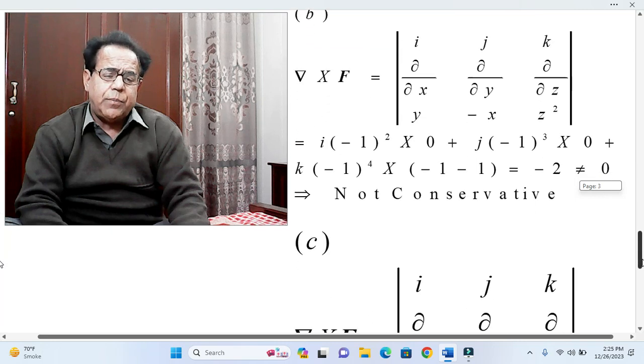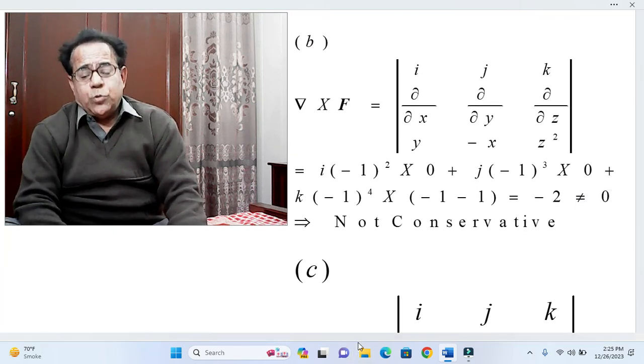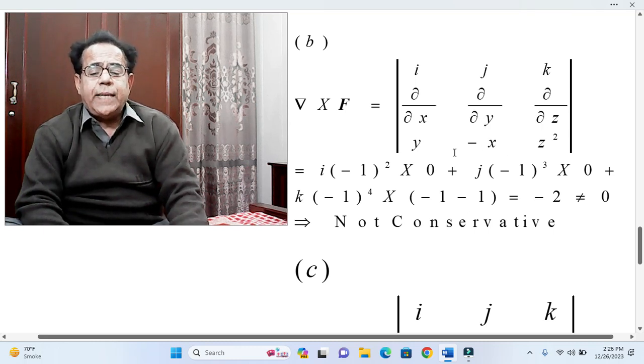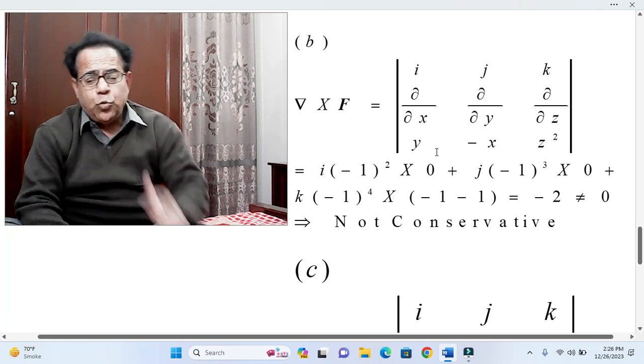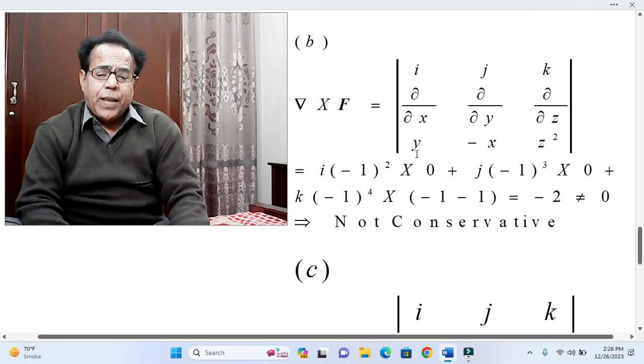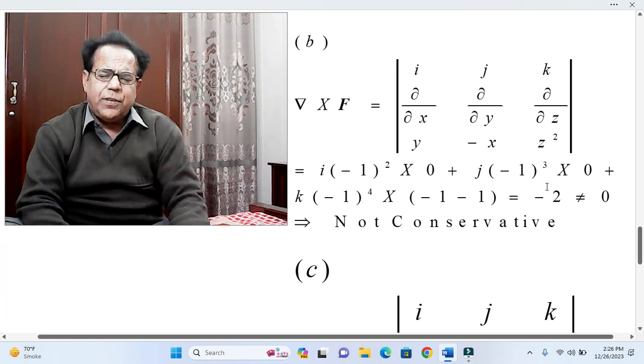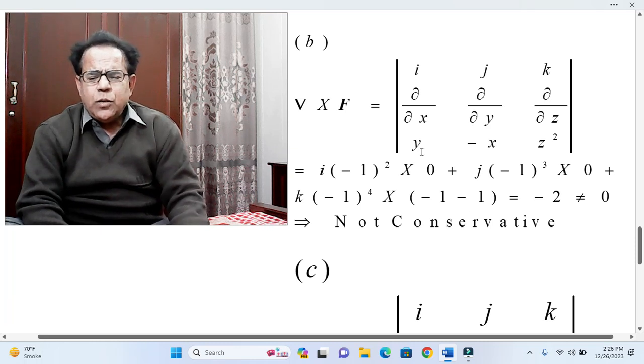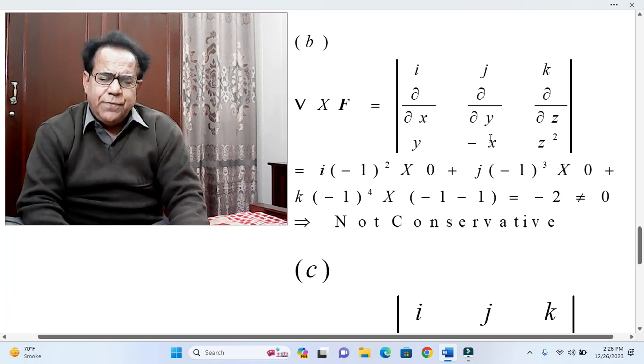Now we come towards part B. Del cross F, curl F, equals i j k, del over del x, del over del y, del over del z, y, minus x, z square. That is actually the second force given: i y minus j x plus k z square. With this we have i, with this we have j, and with this we have k.